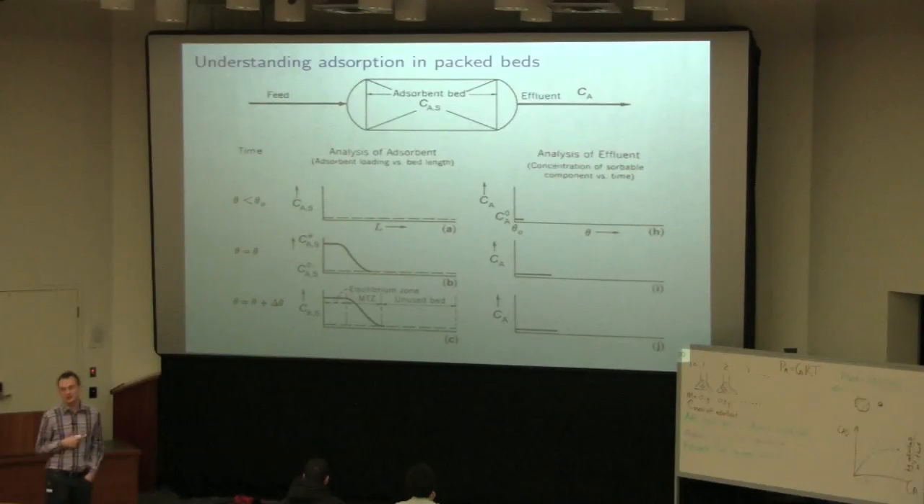Parts of the bed which are not in equilibrium, I cannot relate those two. Okay, so the Langmuir isotherm, Freundlich isotherm, those give us the relationships between what I'm measuring coming out in my effluent here, that's essentially the bulk concentration leaving. That can be related to the concentration on that adsorbent, provided I'm in equilibrium.